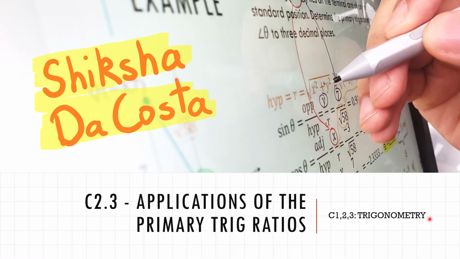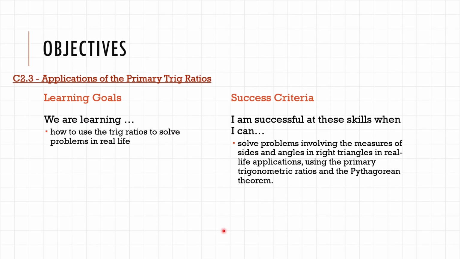Today we're going to look at the different ways that we can apply the primary trig ratios. So in this lesson, you're going to learn how to use the trig ratios to solve problems in real life, and you're successful when you can actually do that, when you can solve problems that involve the sides or the angles of a right triangle using those ratios, or in case you need it, the Pythagorean theorem.